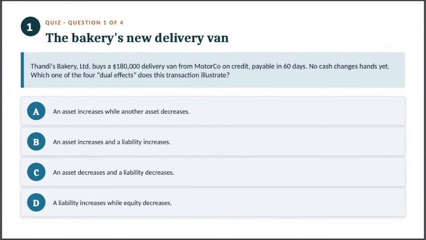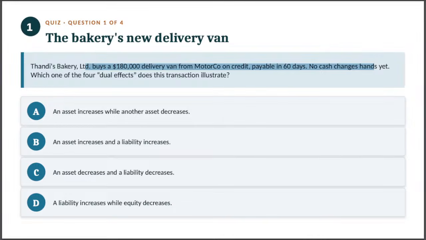All right, question 1. The bakery's new delivery van. Tandy's Bakery Limited buys a $180,000 delivery van from Motor Company on credit, payable in 60 days. No cash changes hands yet. Which of the four dual effects does this transaction illustrate?